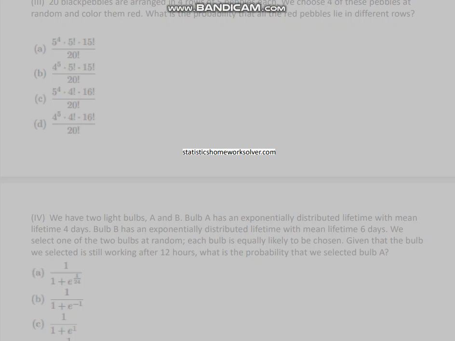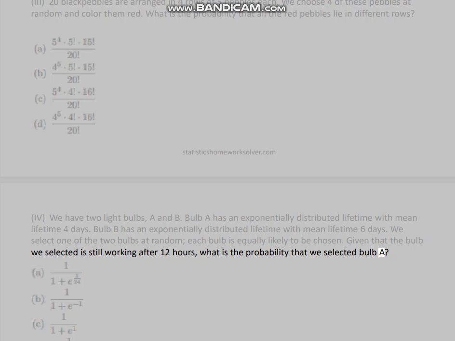4. We have 2 light bulbs, A and B. Bulb A has an exponentially distributed lifetime with mean lifetime 4 days. Bulb B has an exponentially distributed lifetime with mean lifetime 6 days. We select one of the 2 bulbs at random. Each bulb is equally likely to be chosen. Given that the bulb we selected is still working after 12 hours, what is the probability that we selected bulb A?